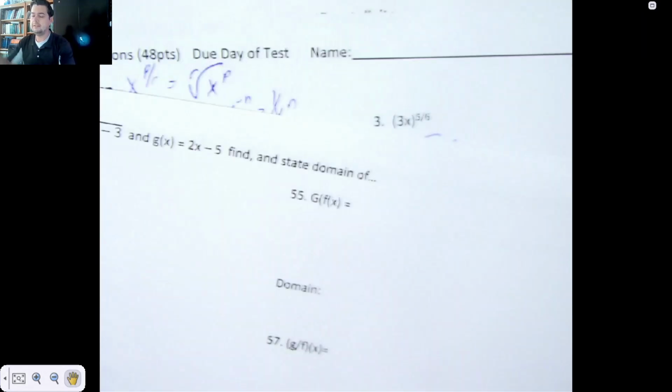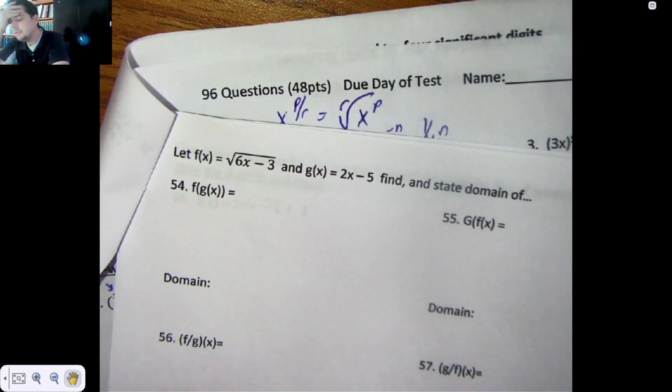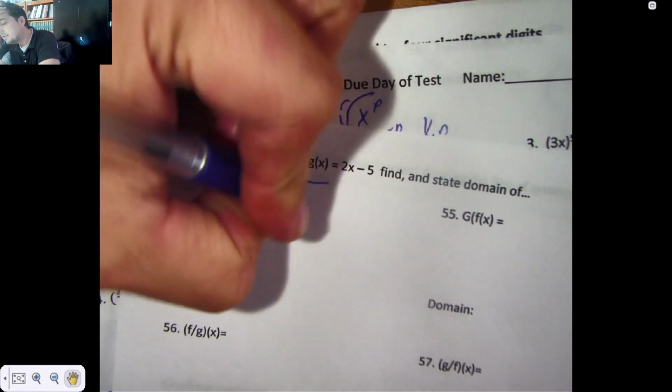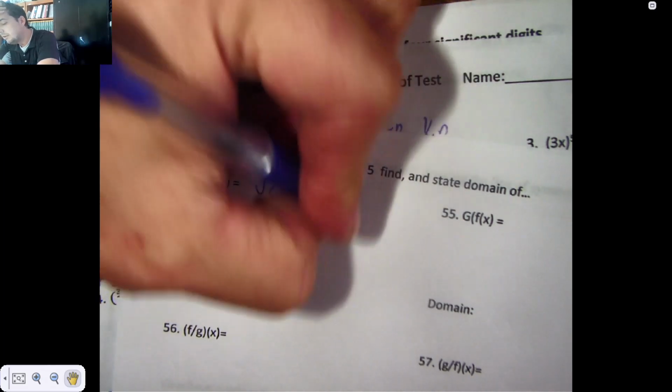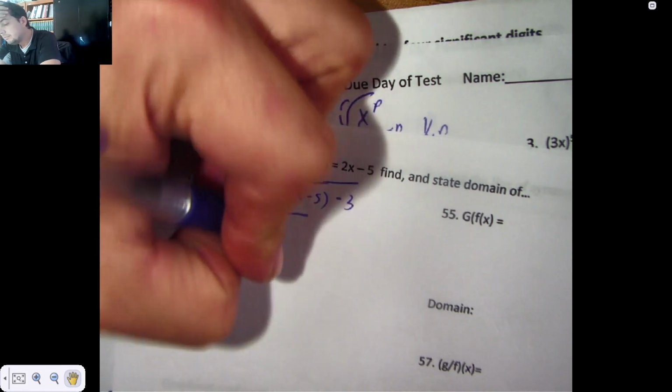All right, let f of x be the root of 6x minus 3, and then g of x is 2x minus 5. Find and state the domain of 54, f composed of g of x, which means that everywhere you see an x, it becomes 2x minus 5. This is the root of 6 times (2x minus 5) minus 3. There you go, I plugged it in. Do the math. This is the root of 12x minus 33.